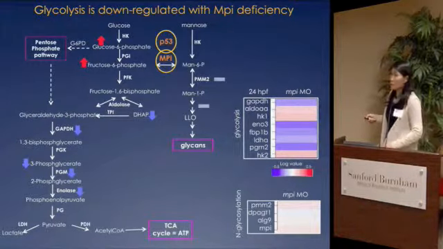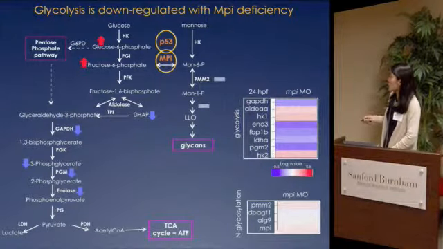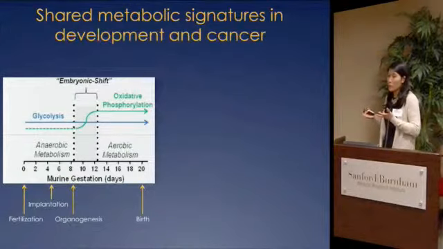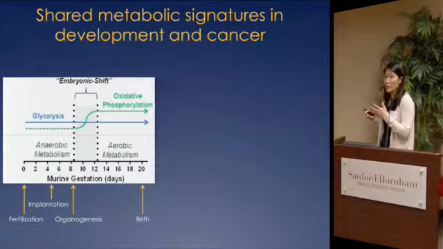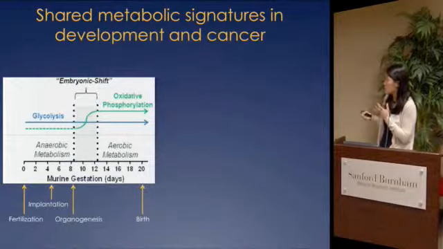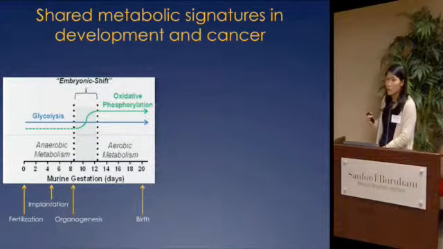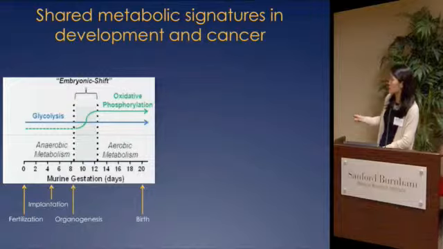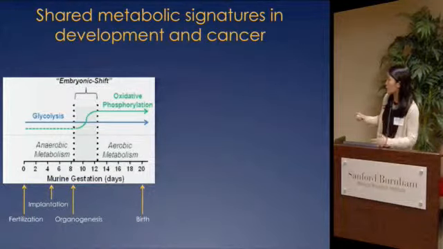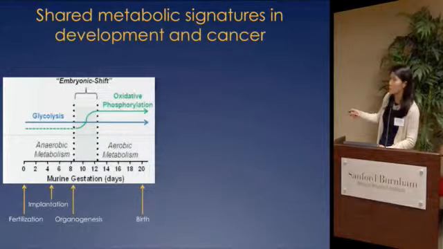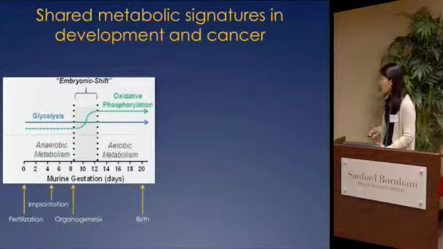So why is this important? To put this in a bigger scheme of things, MPI is now linked to P53 and glycolysis regulation, and glycolysis in embryonic development is so important to proliferating cells. When you have cells dividing, like I showed you in the video, glycolysis is essential. It's not until you start to differentiate and have organogenesis that there's this embryonic shift in metabolism, where you shift to more oxidative phosphorylation.